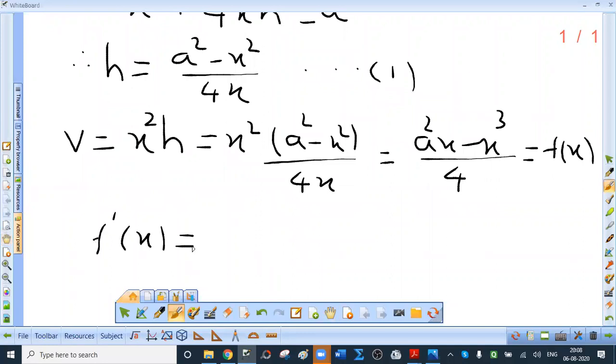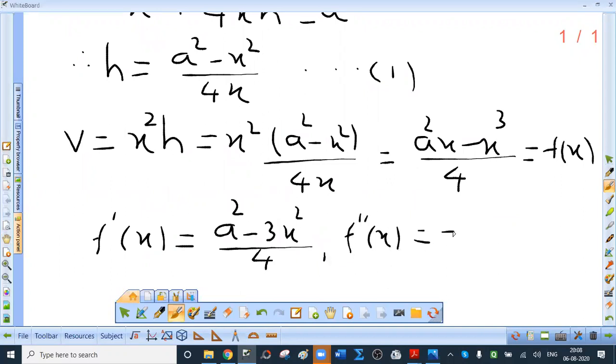What is f dash of x? It is a square minus 3x square upon 4. What is f double dash of x? Minus 6x upon 4. Finding derivative is not at all difficult. So this is second derivative. Okay. Now what next? We solve the equation f dash of x equal to 0.